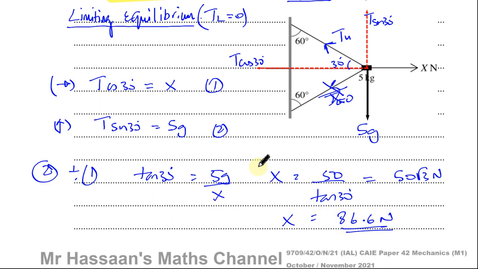We could have solved this in other ways. We could have, for example, made t the subject of both of them and said x over cosine 30 equals 5g over sine 30 and solved it. I think this is easier. We know that if you divide these two, the t's will cancel out, and we know sine 30 over cosine 30 is tan 30 from our identities that we learned in P1. So that's the end of this question.